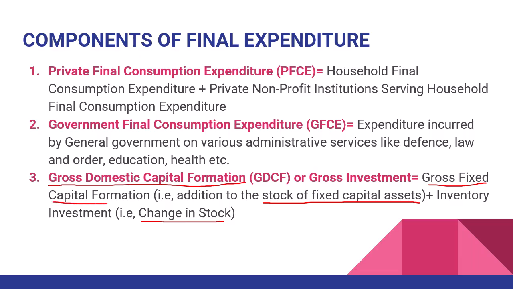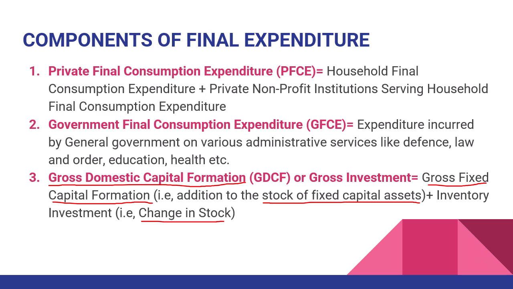So don't get confused, read it very carefully in the numerical whether gross domestic capital formation is given. If it is given gross domestic capital formation, that means it is including both fixed investment and inventory investment. But if the word fixed is mentioned in the term, then that means only fixed investment is given and you must add change in stock separately.